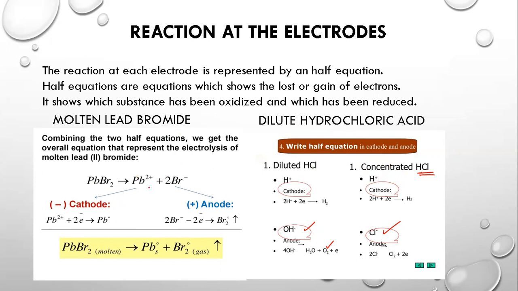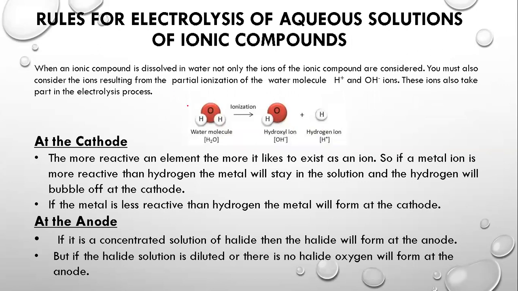Okay. And of course, here you've got the products at your electrodes for the electrolysis of lead bromide, the very first one that we did. So in a way, we've completed this slide as well. So the next time we meet, we'll be looking at the rules for electrolysis of aqueous solutions of ionic compounds. Okay, so that's our next objective.